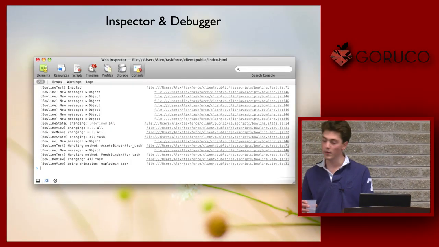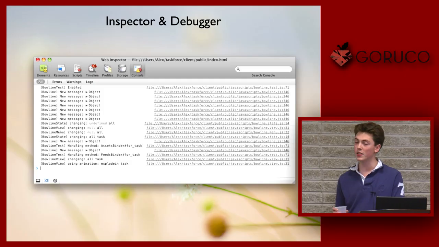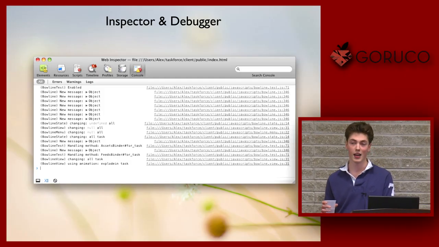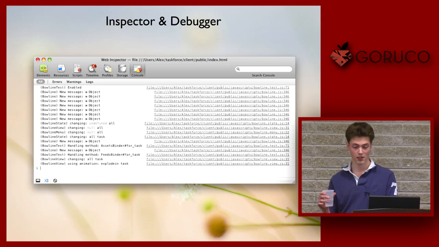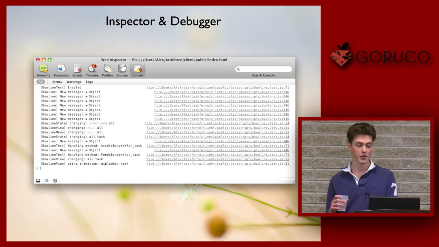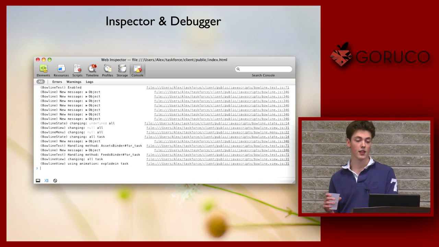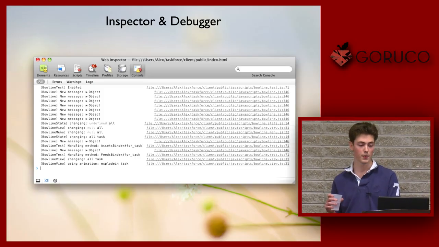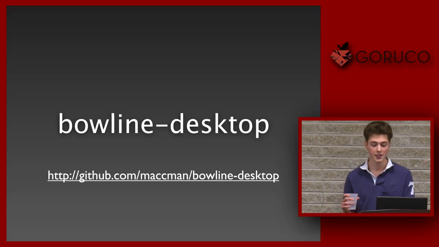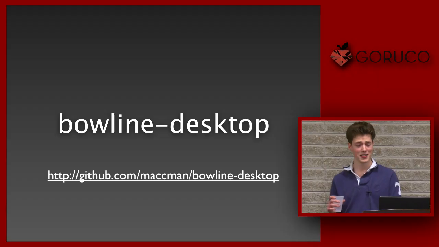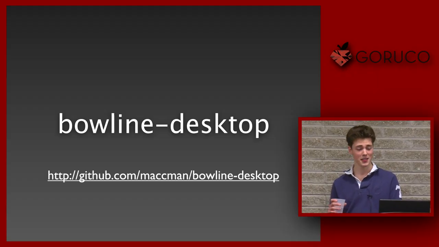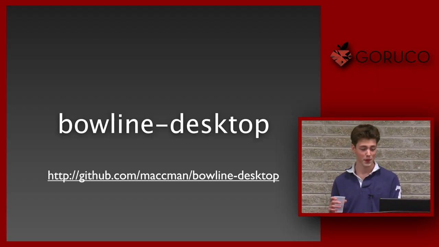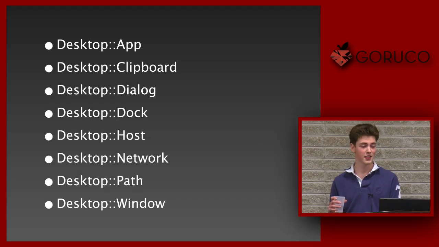So the development cycle, unfortunately, if something changes in Ruby, you need to restart the app. But if something changes in HTML or JavaScript, then you can just refresh the app. You can use the web view inspector and also the Ruby debugger, as long as you make sure it's the Ruby 1.9 debugger. Bowline desktop, that's where all the nasty C++ action of Bowline is. But you don't need to worry about that, because it exposes a nice interface.